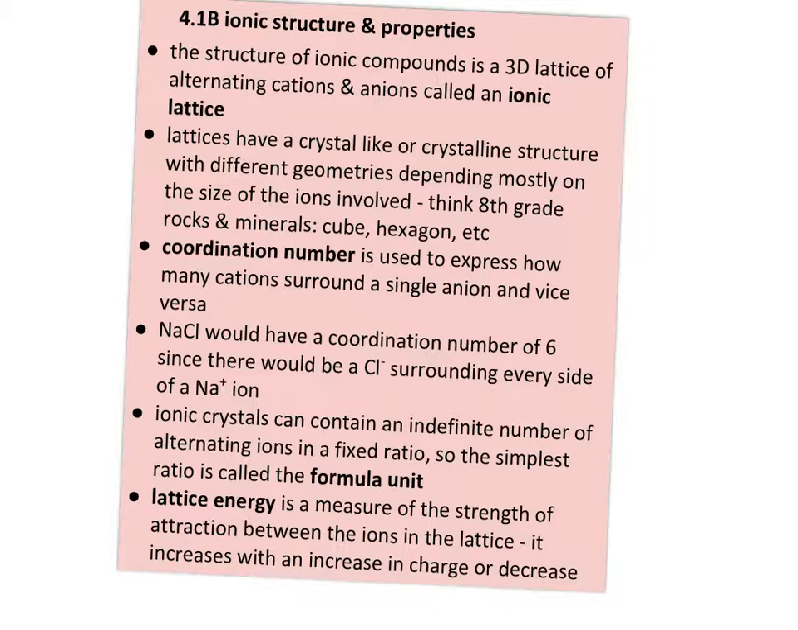Ionic crystals contain an indefinite number of these alternating ions in this fixed ratio, so that's why the simplest ratio is referred to as the formula unit. Not just the formula, but formula unit to let you know it's ionic and the number is indefinite.